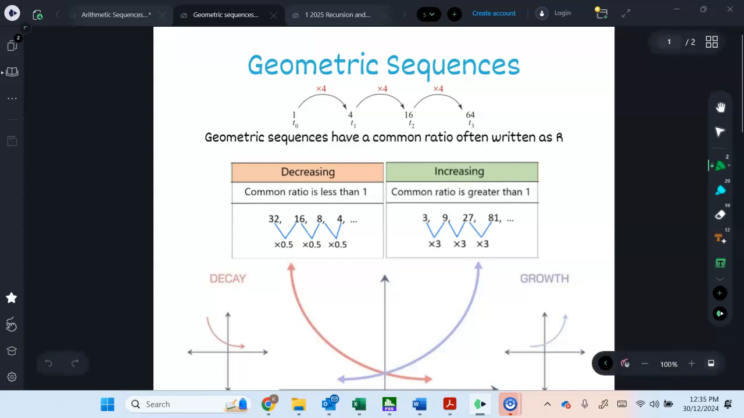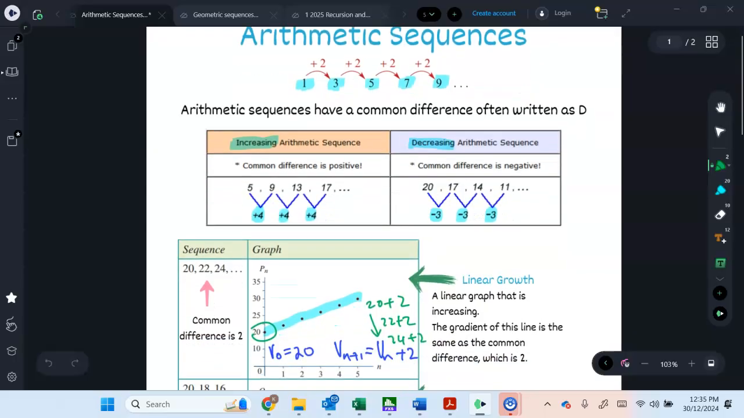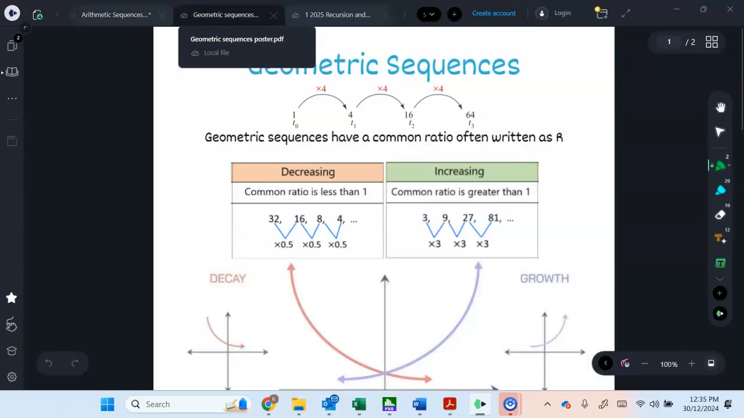If you're using these posters, I strongly encourage you to have them side by side. So this first one, where we're just looking at sequences, not the financial application of it, I would have it next to, if we can flick over, this first page. See how they're set out quite similar? If you had them next to each other, you can quickly check, which one's which? Is it arithmetic or is it geometric? Until you get the hang of it, because eventually you will know the difference between the two.